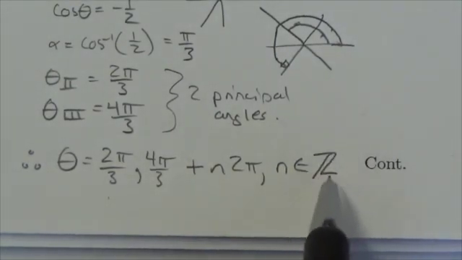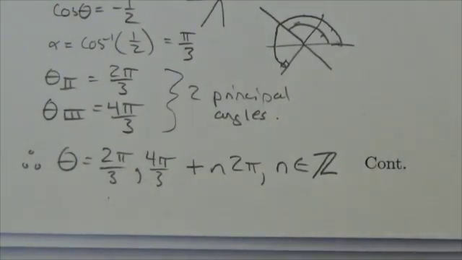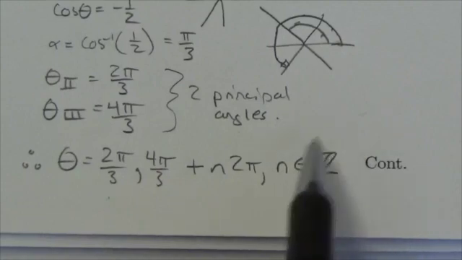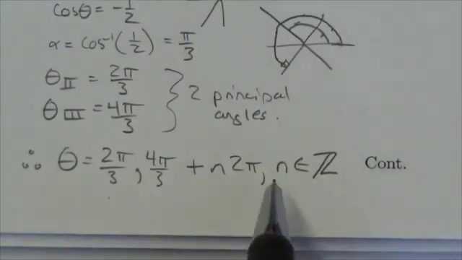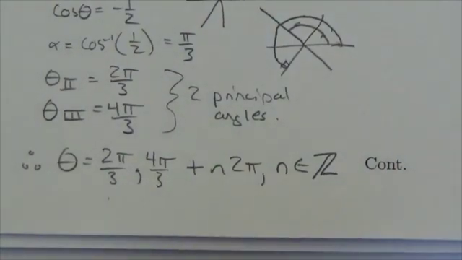Now, Z is the symbol typically used for integers. Now, if you use I, that's okay. You're going to find a lot of people at this level will take one or the other, but beyond this level, it's a Z, with a funky little line through it. So that's the solution that we're looking for in this question.